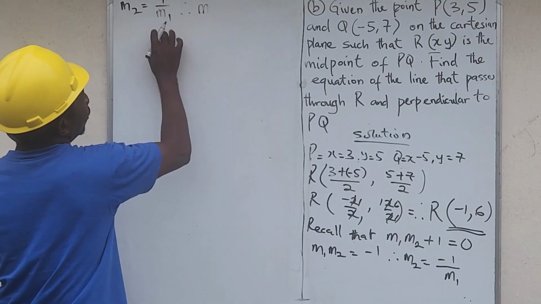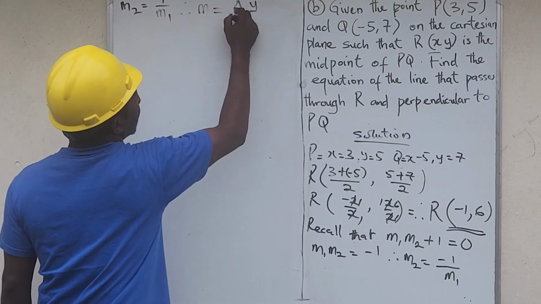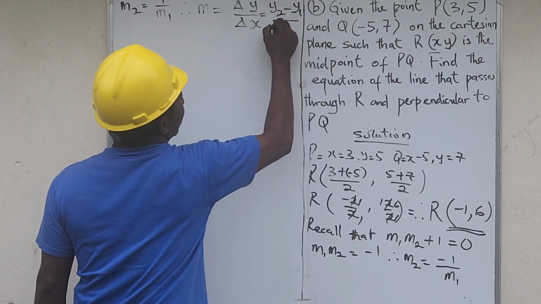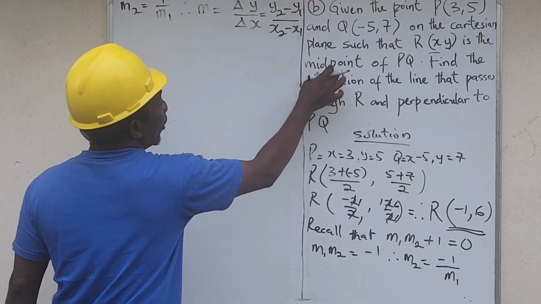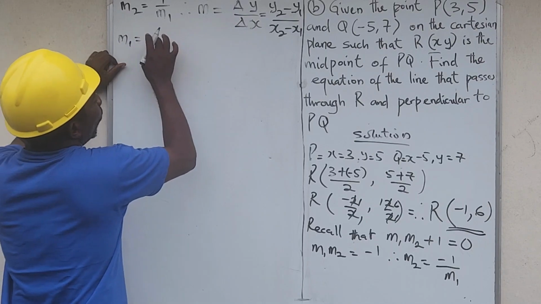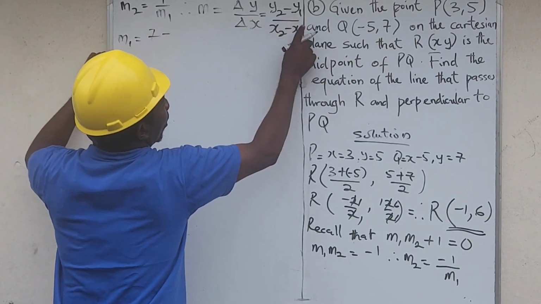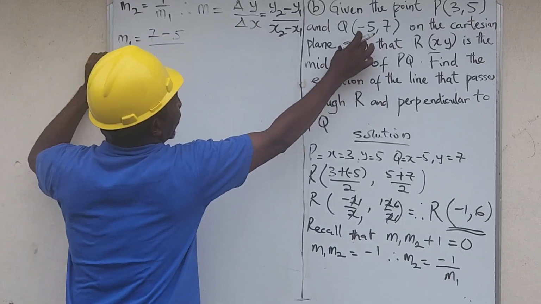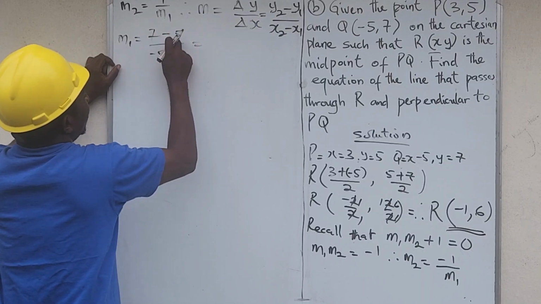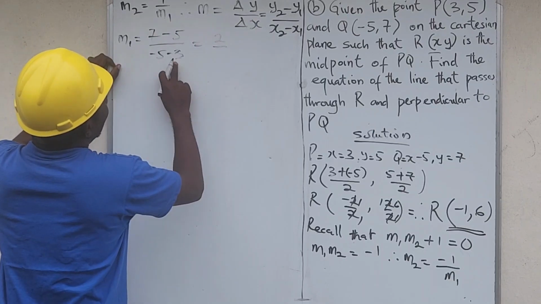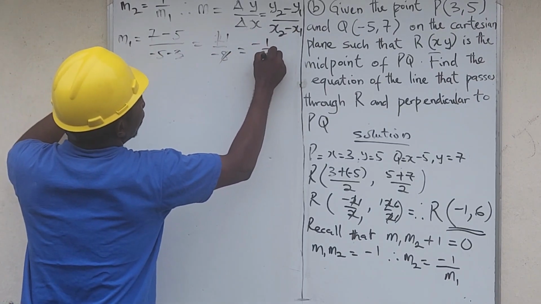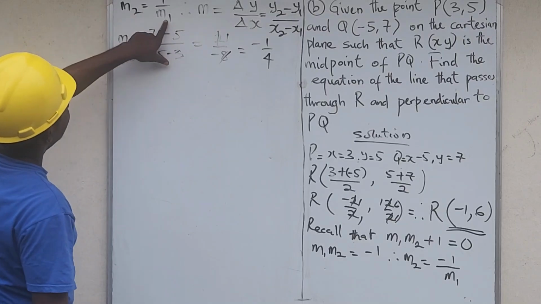Here, m1 is the change in the y-axis all over the change in the x-axis, which equals y2 minus y1 all over x2 minus x1. In this case, we are going to use P and Q. So m1 equals y2, which is 7, minus y1, which is 5, all over x2, which is -5, minus x1, which is 3. This is the same as 7 minus 5 is 2 all over -5 minus 3 is -8. So the 2 cancels, and we have -1 all over 4. So that is m1.